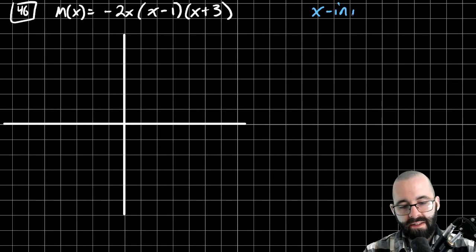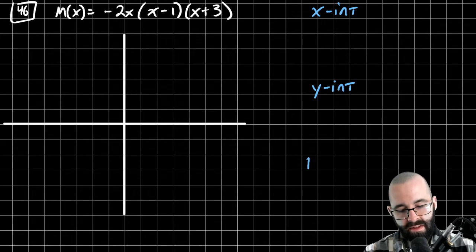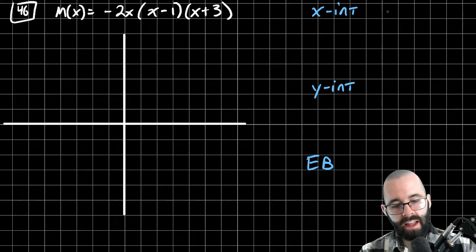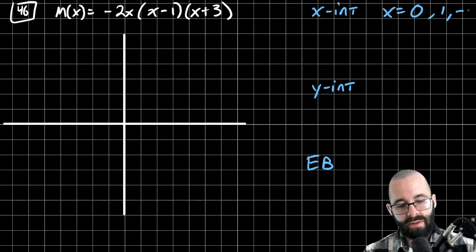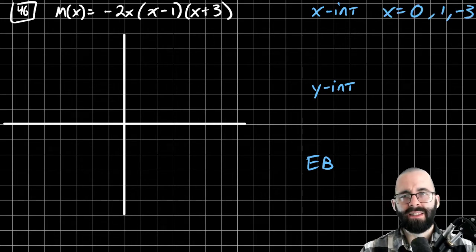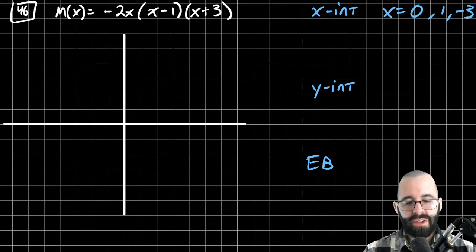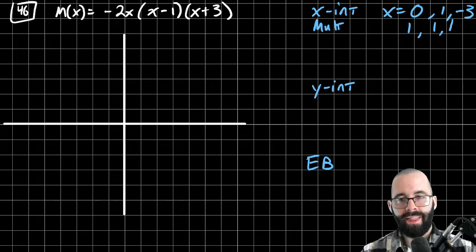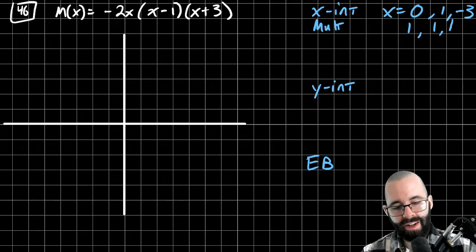So we need to look at the x-intercepts, multiplicities, y-intercepts, and end behavior. We need all of this. The x-intercepts are going to be at 0, positive 1, and negative 3. Oh, this one's kind of boring. The multiplicities for all of these are 1. Well, let's put those zeros on the graph.